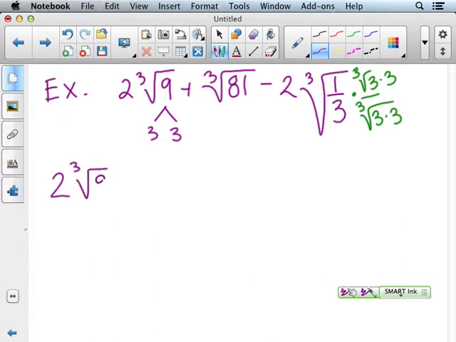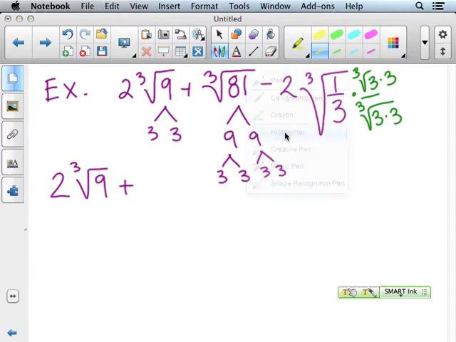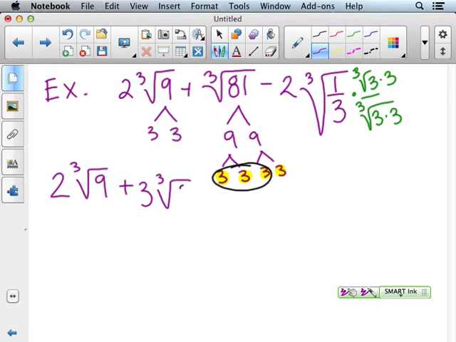2 cube root 9 plus my 81. How can I factor that? 9 times 9. So there's 4 3s: 3 times 3, and then 3 times 3. Now we're taking the cube root. So here are my primes. We're explaining, so we want to be clear. So we got 3 times 3 times 3 times 3. We're taking a cube root, so you're looking for groups of how many numbers? 3. So here's a group. What comes outside? 1 3. And so we'll then get 3, and then 1 3 stays on the inside. Good, this 3 stays inside.